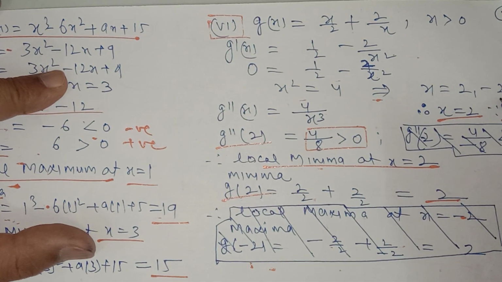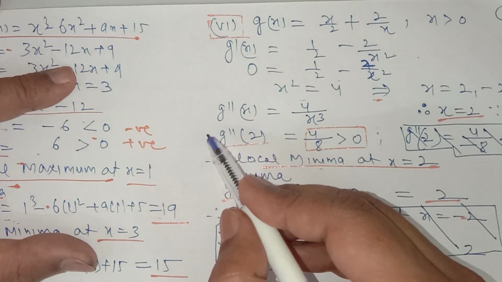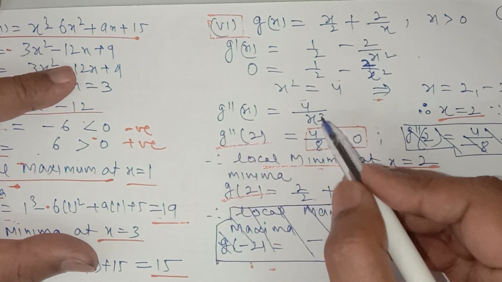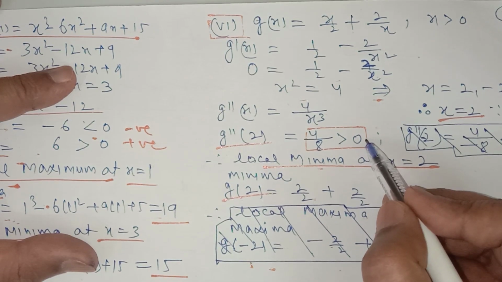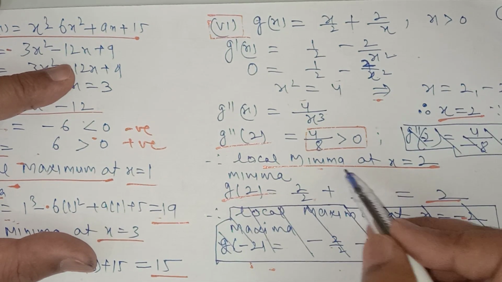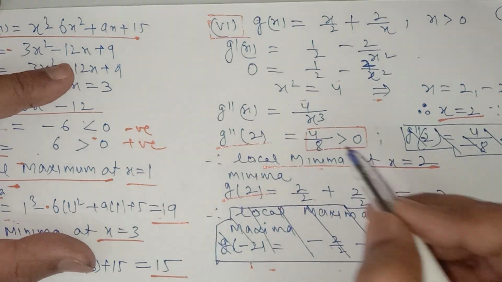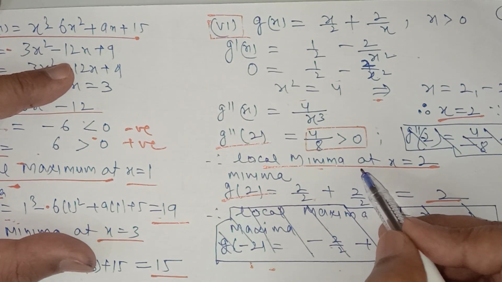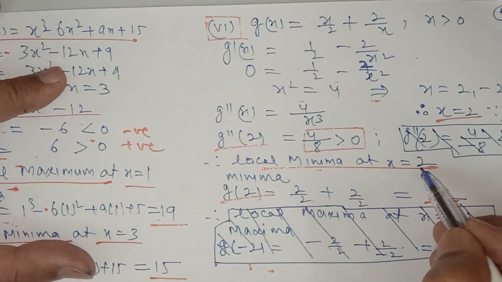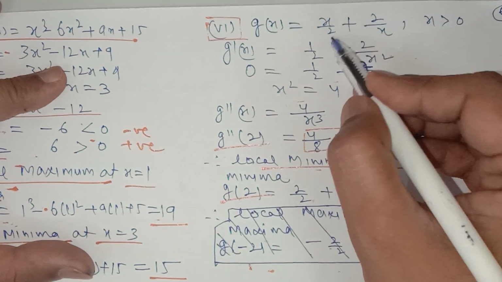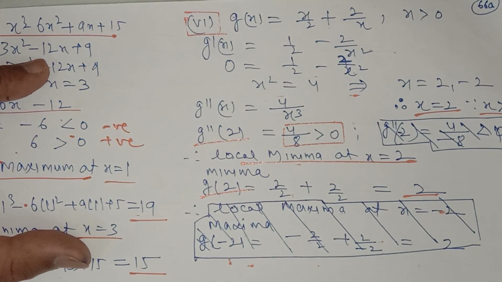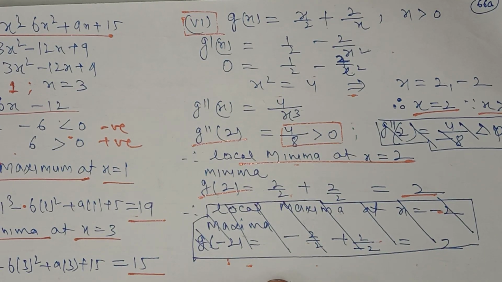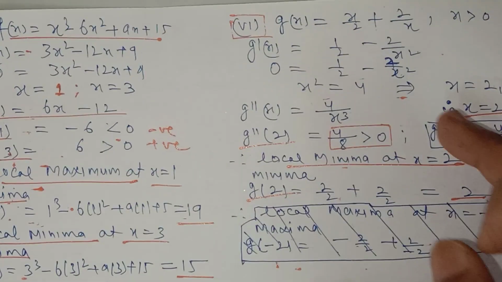Now because we have to take only values greater than 0, we will check only at x equal to 2. Now find the second derivative, which is 4 upon x cube, and at x equal to 2, the value of the second derivative is positive, greater than 0. Therefore we have local minima at x equal to 2, because the second derivative is positive. Now the local minimum value will be obtained by putting x equal to 2 in the original function, that is 2 upon 2 plus 2 upon 2, which comes out to be 1 plus 1, which is 2.